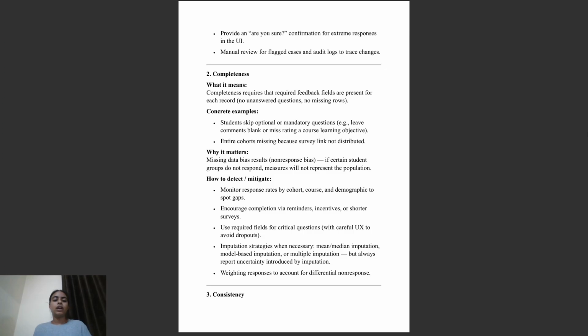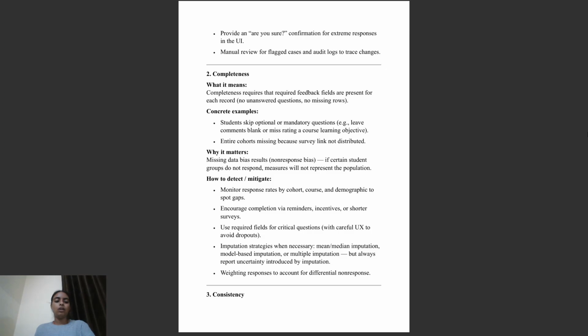Now let's move to the second issue, completeness. Completeness means that all required fields in the feedback form should be filled. No missing answer, no missing student, and no missing records. Examples of incomplete data include a student skipping some questions, especially optional ones, students not rating certain course objectives, and entire batches missing because they never received the survey link.